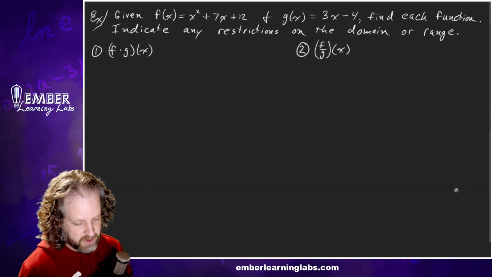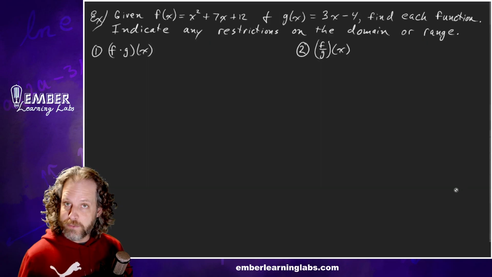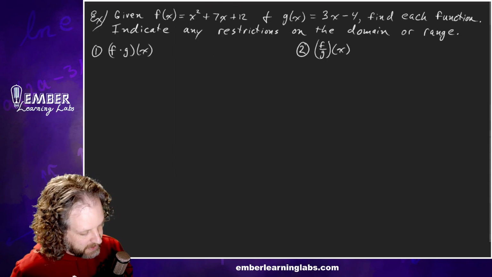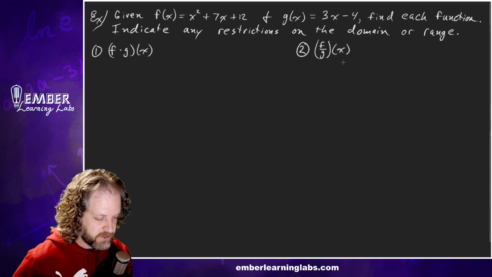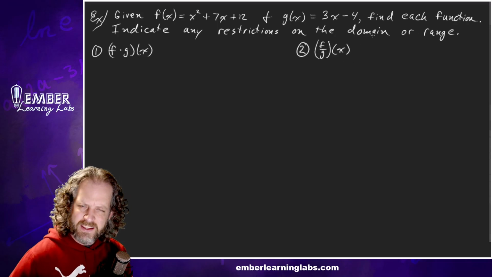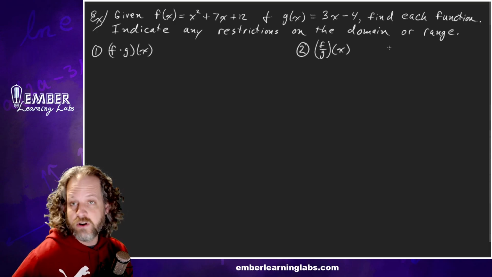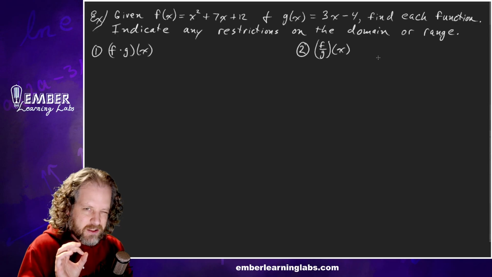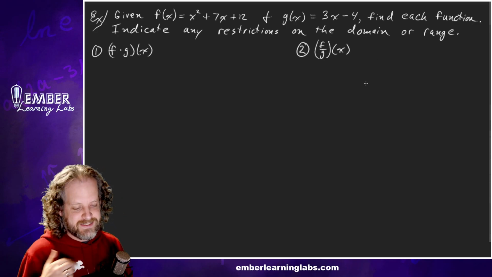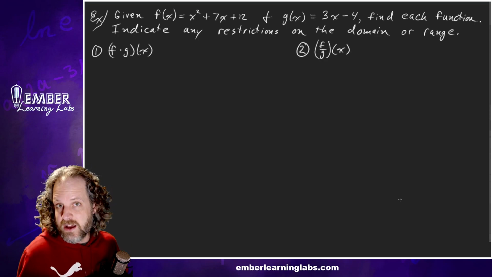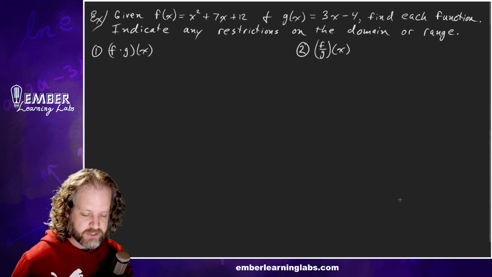All right, let's do the next function. So we've got some multiplication and division this time. So given f of x being that function, g of x being that function, find each function, indicate any restrictions on the domain or range. This bit of the instructions could have been on the last thing. It doesn't change anything, except this one in particular, one of these, you're going to note that the domain can't include everything. It's not all real numbers. We'll show you what we mean.